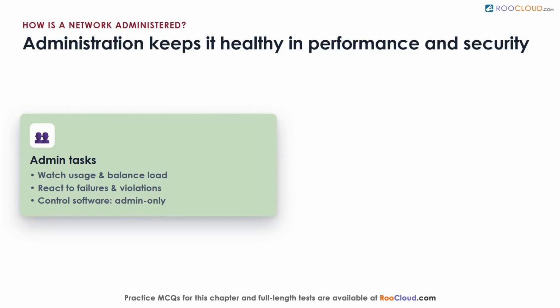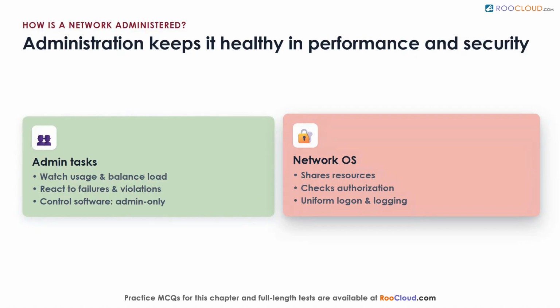So how is a network administered? Administration keeps it healthy in performance and security. That means watching usage, balancing load, and reacting to failures and violations. The control software should reach only the administrator. It lives in the network devices, mainly the switches and routers. These network operating systems shape everything into one controlled environment. They share resources, check authorization, and create uniform logon and logging.